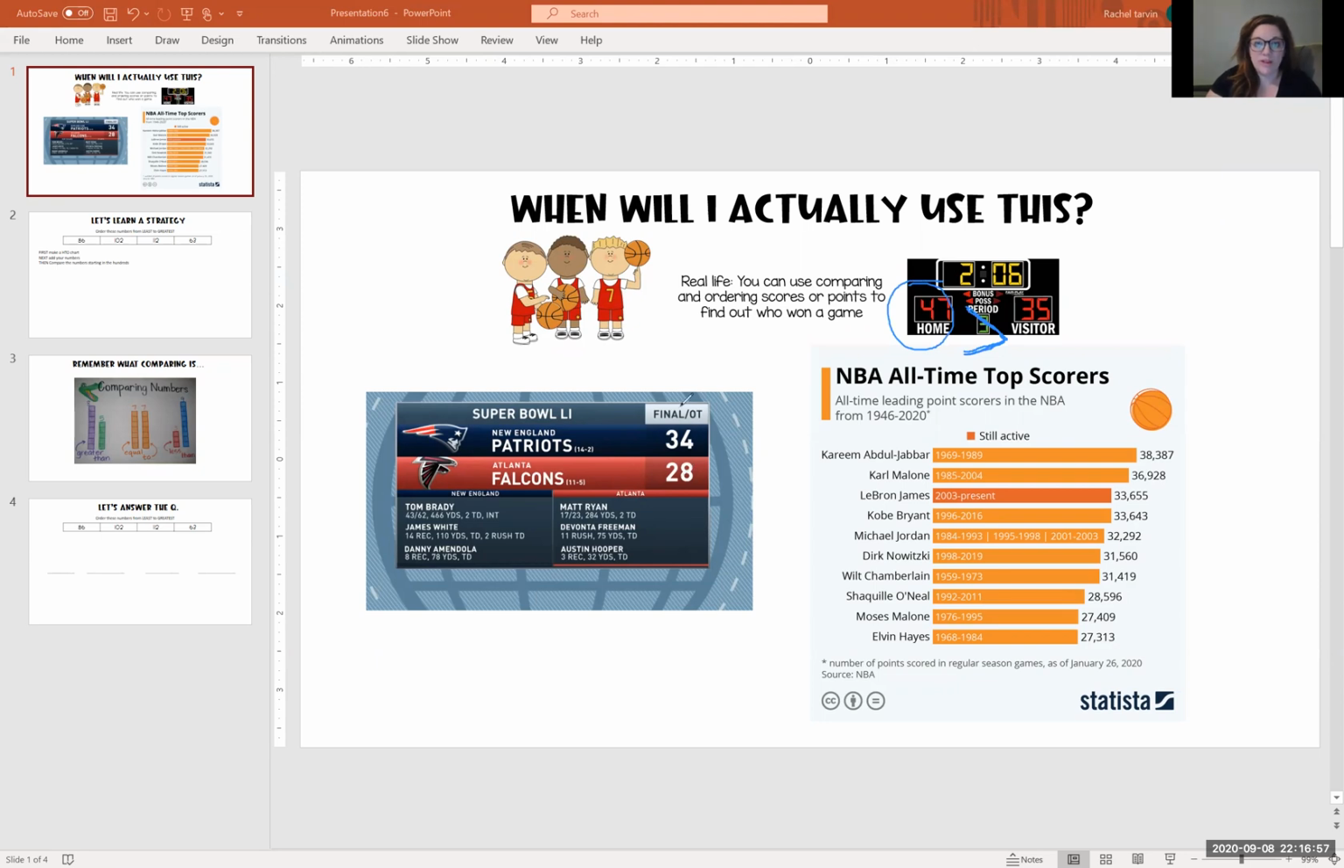Down here, these are some real scores from the Super Bowl. The Patriots had 34 points, and the Atlanta Falcons had 28 points. So I know that 34 has 3 tens, 1, 2, 3, and 4 ones. I know that 28 has 2 tens and 1, 2, 3, 4, 5, 6, 7, 8 ones. I know that 3 tens is greater than 2 tens. So I know that 34 is greater. Then I can say, oh, look here, the Patriots won again.